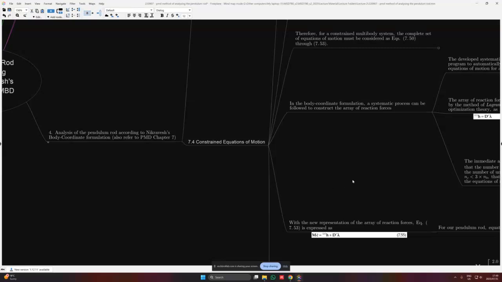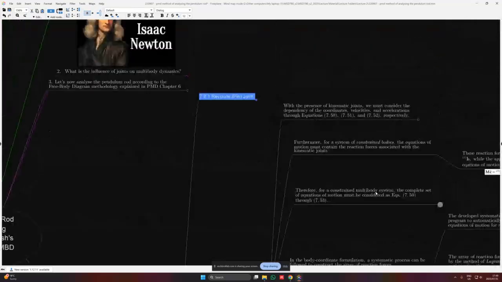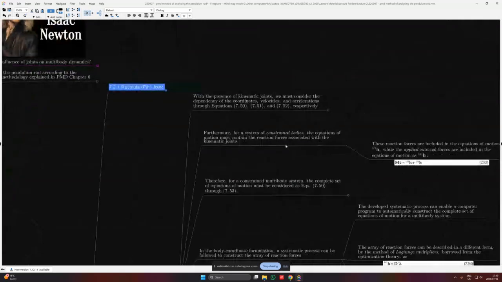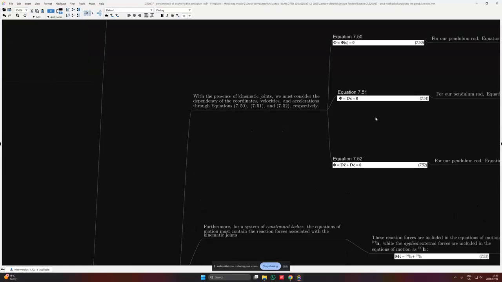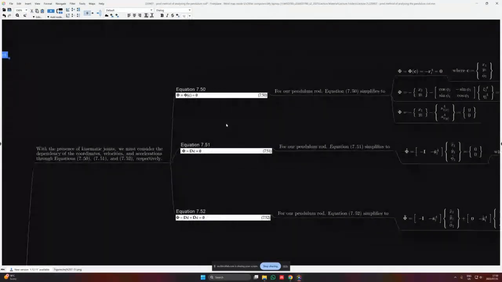Now, going on to section 7.4, which is the constrained equations of motion. With the presence of kinematic joints, we must consider the dependency of the coordinates, velocities, and accelerations through equations 7.50, 51, and 52. These equations are given over here. Equation 7.50 essentially starts with a positional constraint analysis: phi equals phi as a function of C, and this is equal to 0. Equation 7.51 is simply the time derivative of this, so we end up with phi dot, which is equal to the Jacobian matrix D multiplied by C dot.